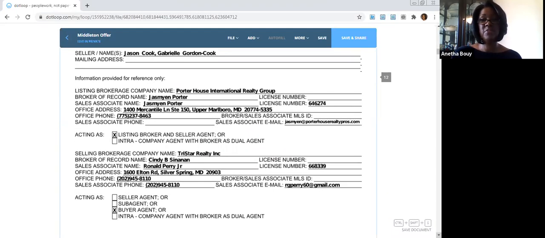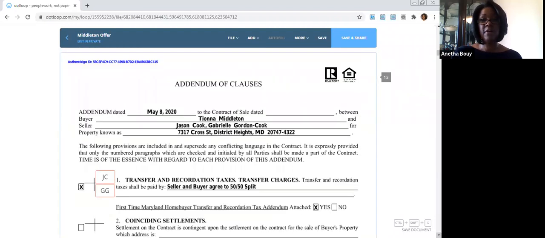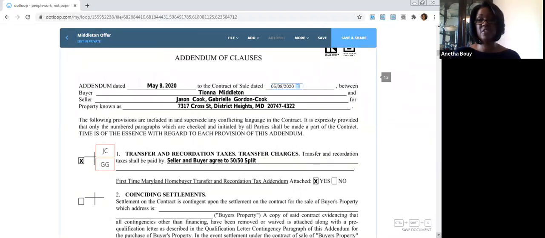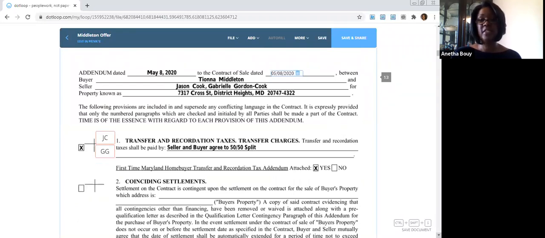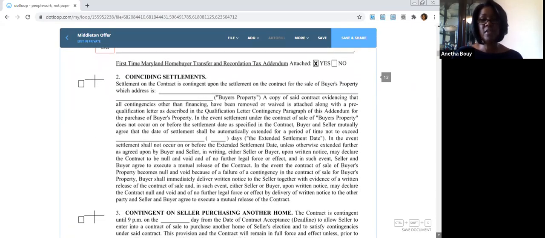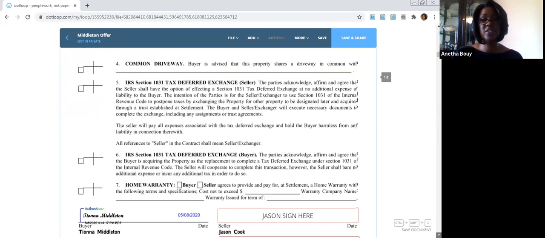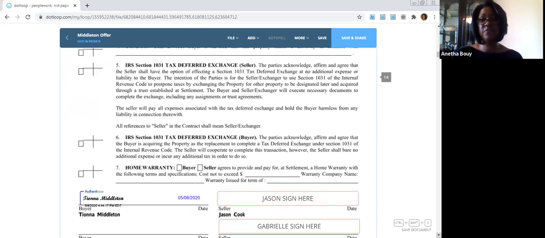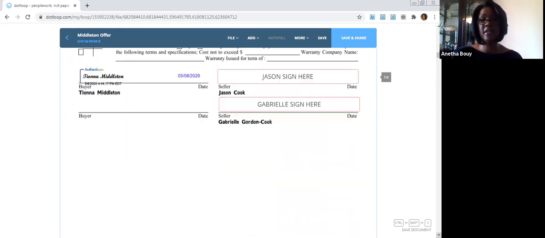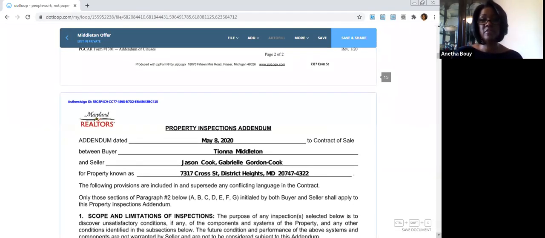Okay. This page has both the buyer and seller's information, along with the buyer and seller broker information. This is your addendum of clauses, and your addendum of clauses is where you'll find that Ms. Middleton is asking for a 50-50 split. She's identified that she's a first-time home buyer. And this is also where you would find if, for instance, they were asking for a home warranty, okay, and that has not been selected, okay.